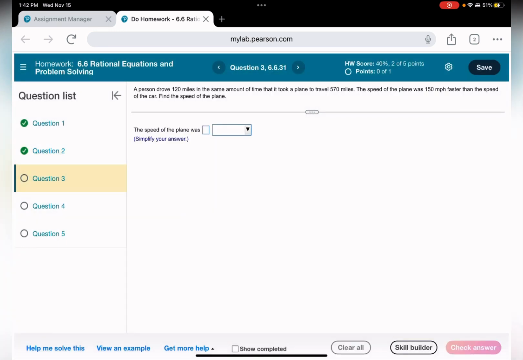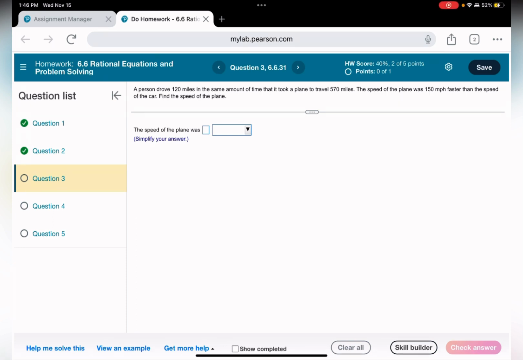Moving to the next question. What do we have here? A person drove 120 miles in the same amount of time that it took a plane to travel 570 miles. The speed of the plane was 150 miles per hour faster than the speed of the car. Find the speed of the plane.